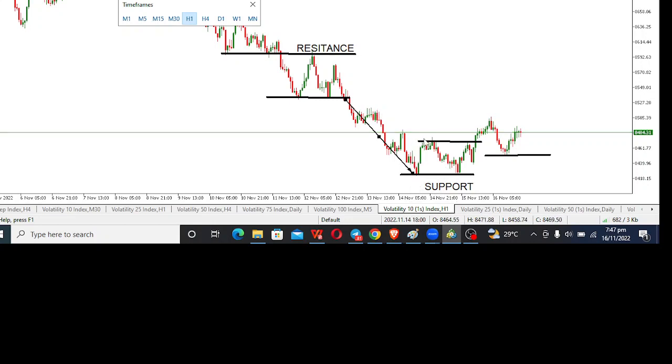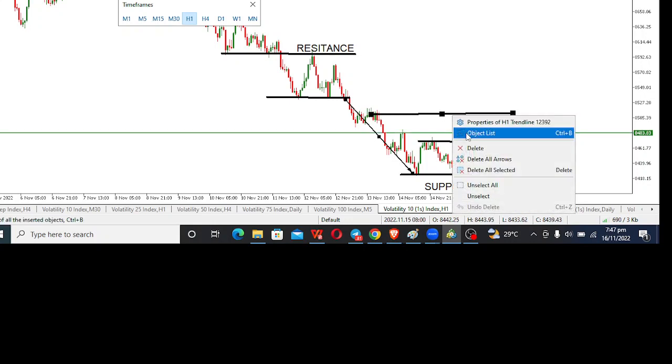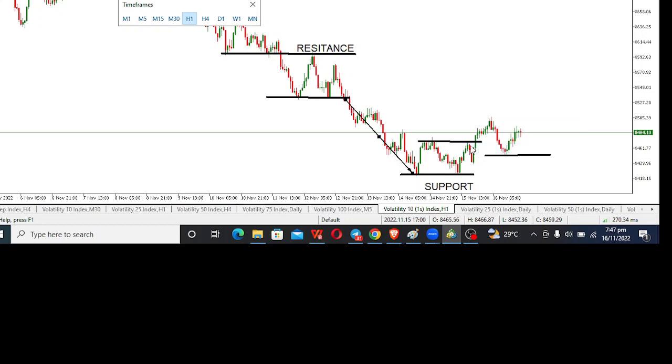This is support. This is a minor resistance because we have this particular resistance here, and if we are to draw another resistance up here, we can also have this at the top. So this would be a minor resistance, and this would be a major resistance. So we can have major and minor resistances and supports, either levels or zones.